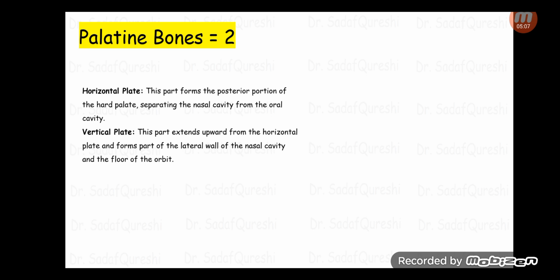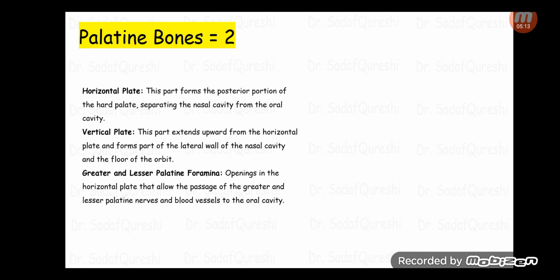They have vertical plate. That is the part that extends upward from the horizontal plate and forms part of the lateral wall of nasal cavity and floor of the orbit. They also have in the horizontal plane greater and lesser palatine foramina for the greater and lesser palatine nerves and blood vessels.